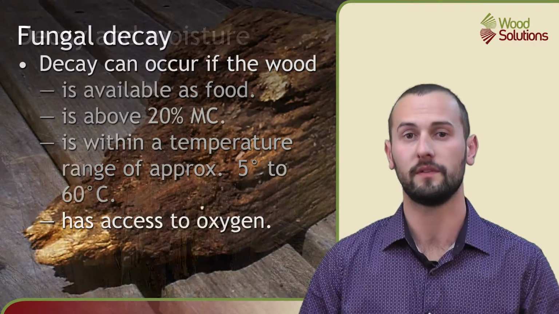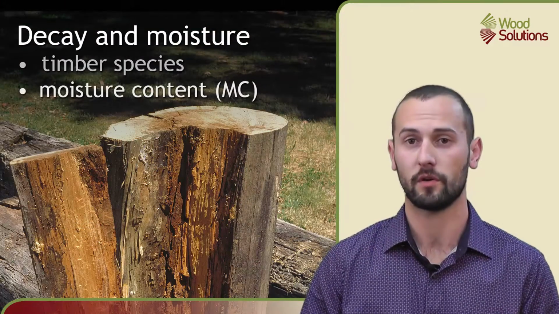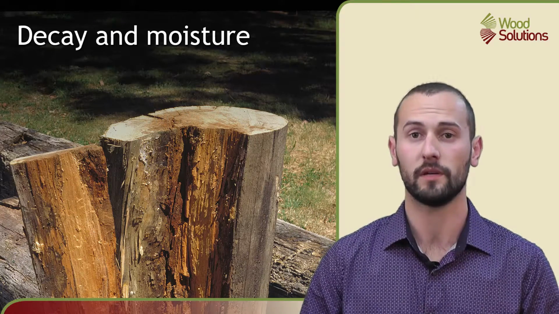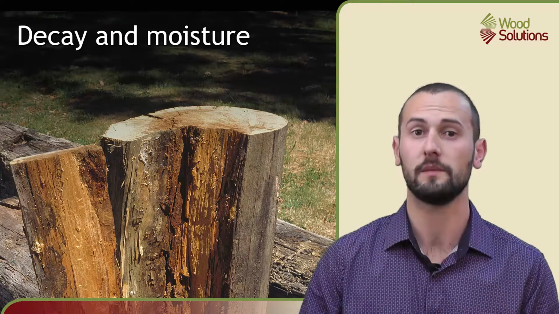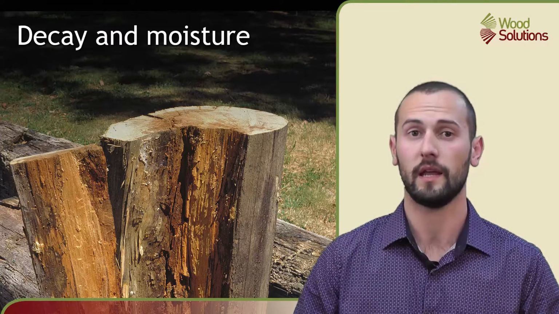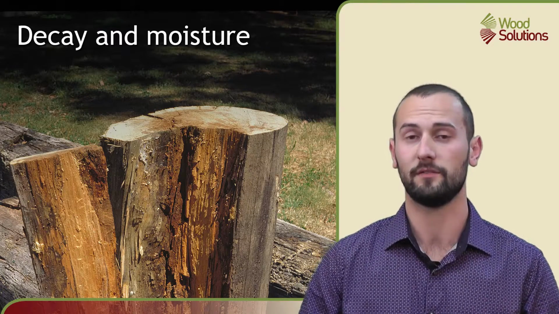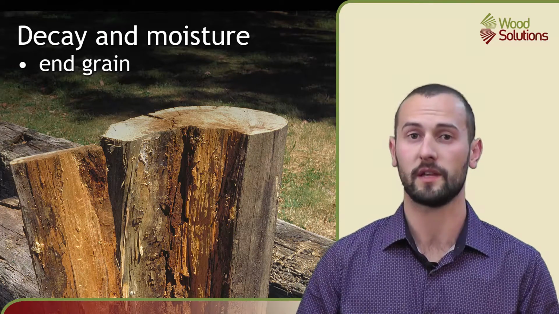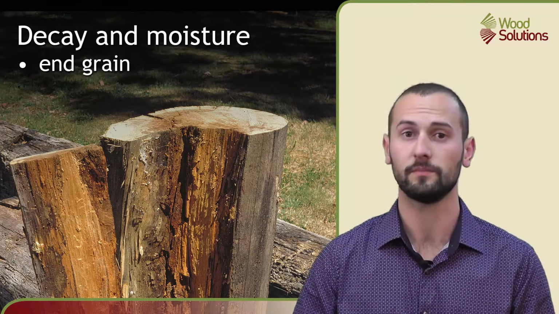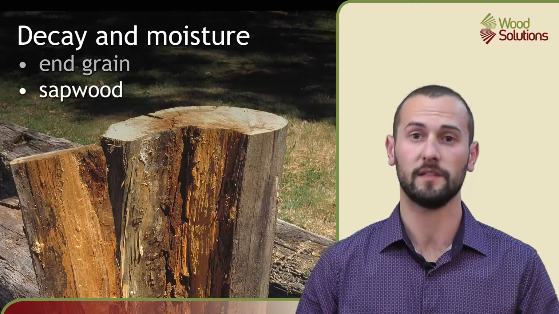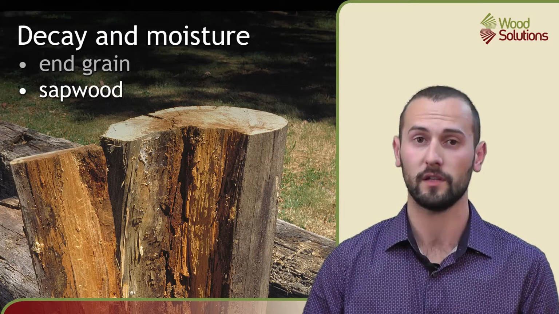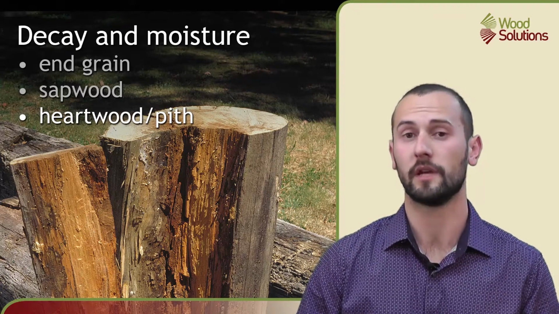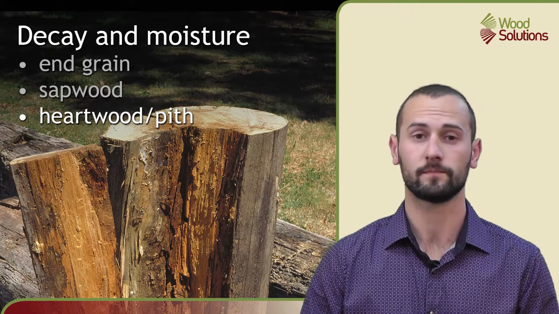Decay rates vary with the timber species, its moisture content, and the ambient temperature. Decay occurs most readily in timber kept regularly moist. It can occur in any surface of a piece, but develops most readily on timber end grain, where moisture can enter the timber along the cells, on the sapwood, which contains starches that are food for the fungi, and on the heart or pith area, due to its low natural resistance to attack.